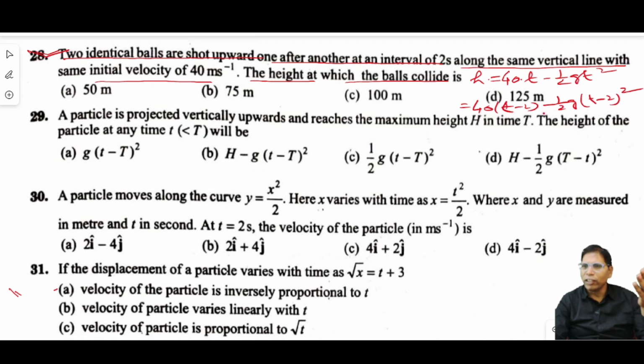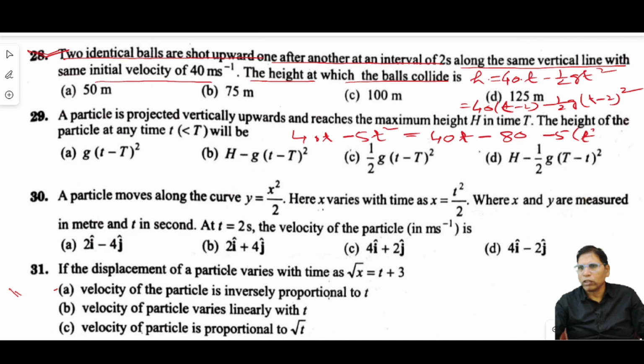Now equating these two equations, we have to calculate t, and if we find t, then we can easily calculate h. Now, first of all, t. Look at this. This is 40t minus 5t squared, which equals 40t minus 80 minus 5t squared minus 40 plus 4. Okay. Now look at this.